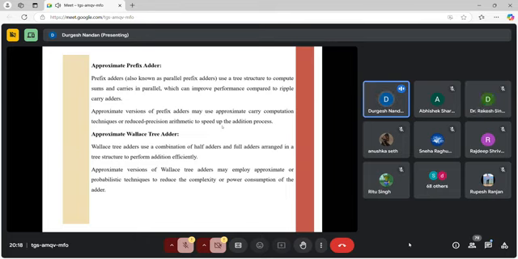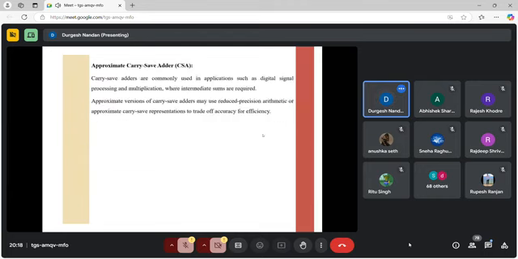Another one is the approximate Wallace tree adder. In the approximate Wallace tree adder, what we do is use a probabilistic technique to reduce the complexity or power consumption of the adders. Another one is the approximate carry select adder. In the approximate version of the carry select adder, we may use reduced precision arithmetic or approximate carry representation to trade off accuracy for efficiency.